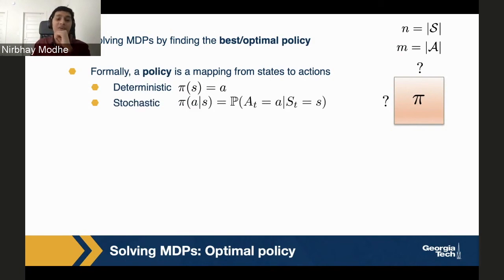However, if my policy is now stochastic, I see that I have only 2 minutes left, so let me quickly wrap this slide up. If my policy is stochastic, what I mean by that is for every single state, I'm going to define a distribution over all possible actions in my set. If this is the representation of my policy, what will be the dimensionality of my tensor? Again, note that we have a discrete set of states and a discrete set of actions, n and m.